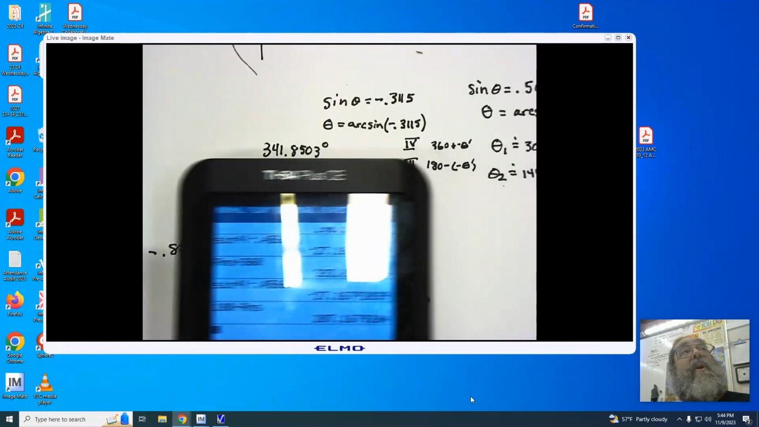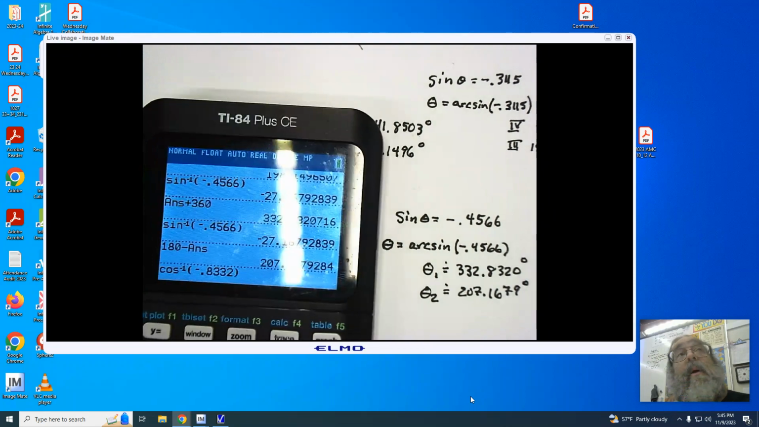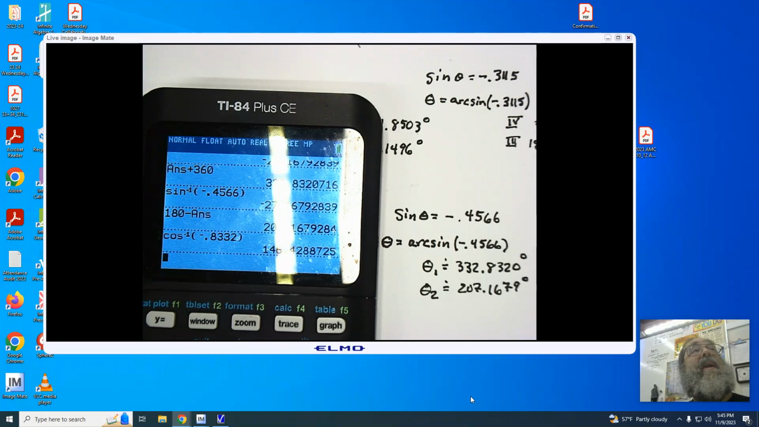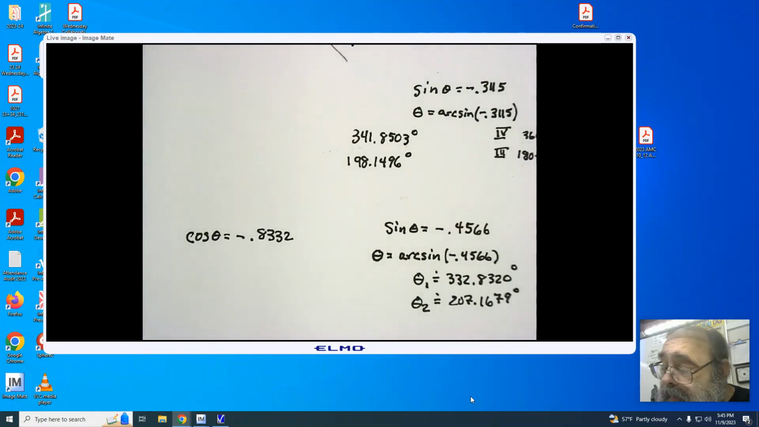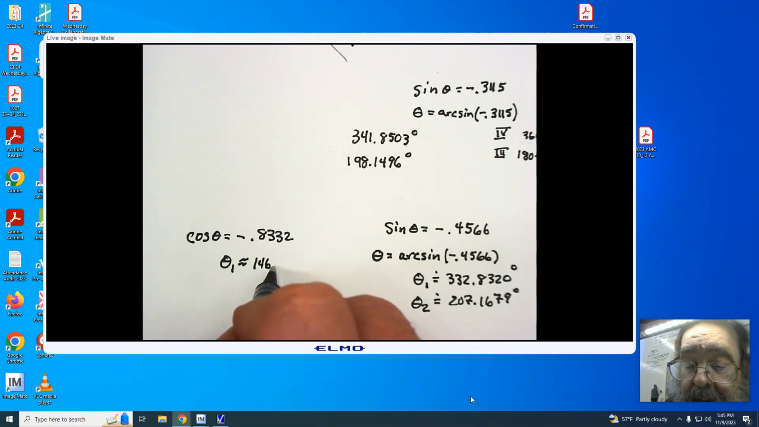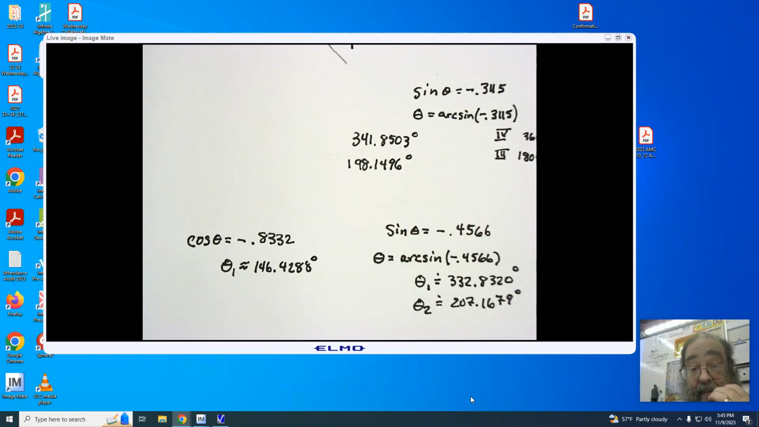We do second function cosine. That's the arc cosine. We're going to put in our decimal, negative 0.8332. We know we're going to get an answer, and that answer will be in the second quadrant. See how it's between 90 and 180 degrees. It is definitely in the second quadrant. That's my first answer, so I'm going to write that answer down. This is theta 1. Theta 1 is approximately 146.4288. And make sure you include degrees, or it will automatically be thought of as a radian.